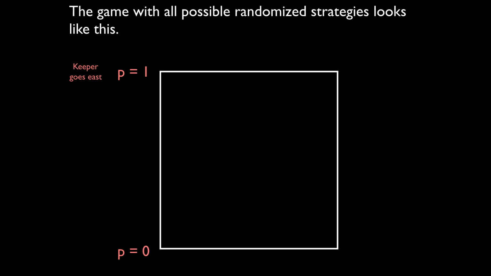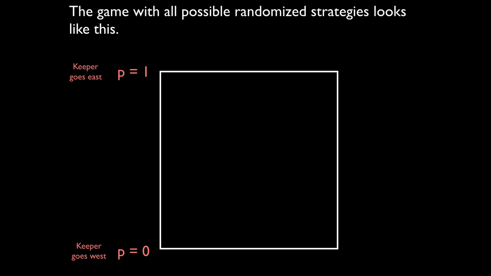That's where the keeper goes east all the time. That's where the keeper goes west all the time. And 50-50 would be kind of like that. Does that make sense? In this little table, P equals 0.7 means the keeper goes east 70% of the time, west 30% of the time. See what I'm saying? There are lots and lots of little rows in here.